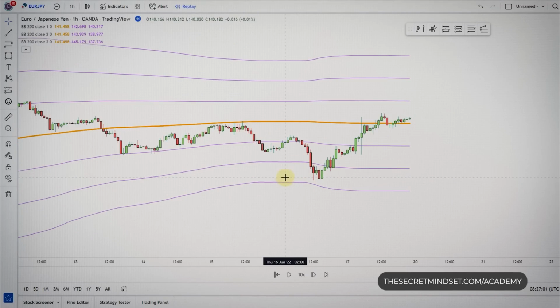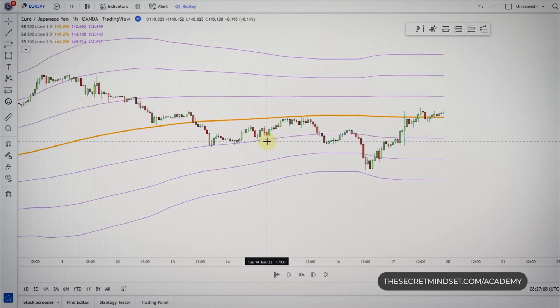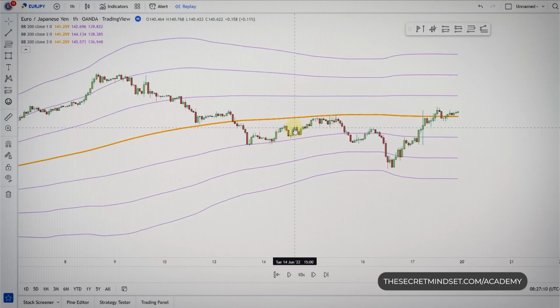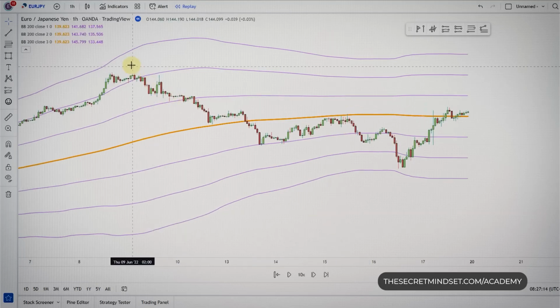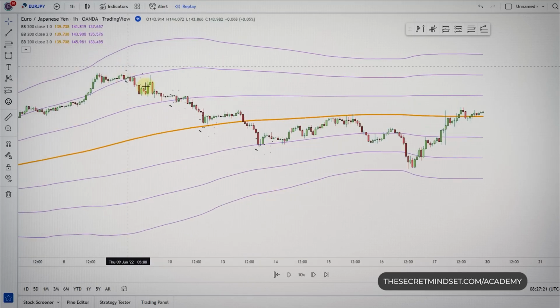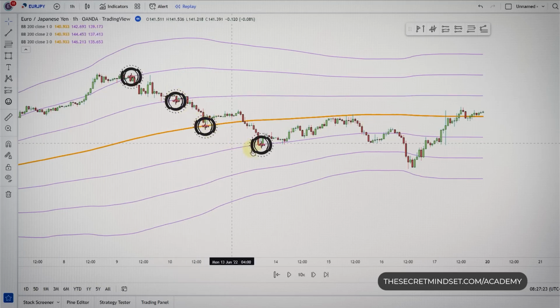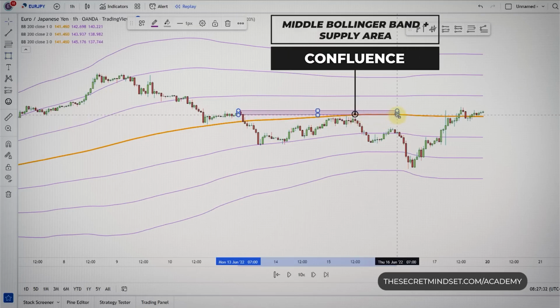I said previously that you can also take a trade in the weak buy or sell area. You can do this if you can find a confluence, and this may even offer you a higher risk-reward ratio. Look right here. We had a transition from a strong uptrend to a downtrend. Price patiently found support at each of the previous bands, and now is returning to the middle line. But this area is an important one.